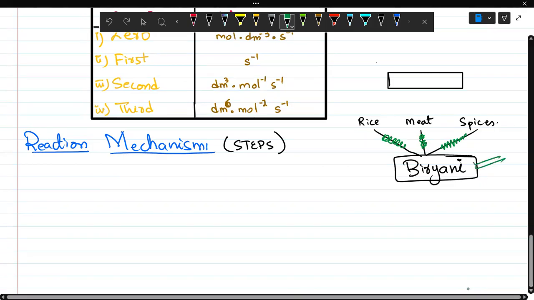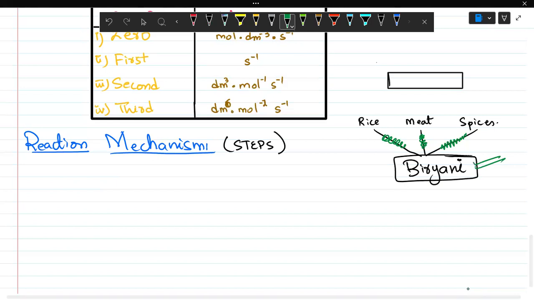So every chemical reaction involves steps. We observe that in many chemical reactions, we have many reactants participating in producing the product. If any chemical reaction proceeds in a single step, then the reaction would be slow indeed.